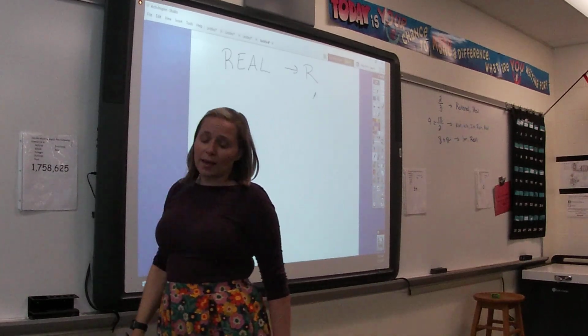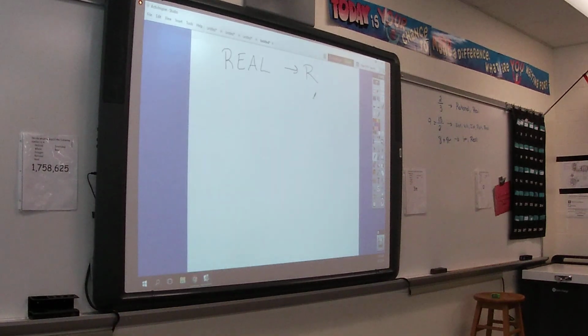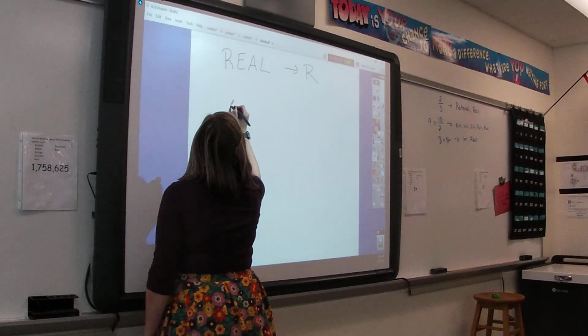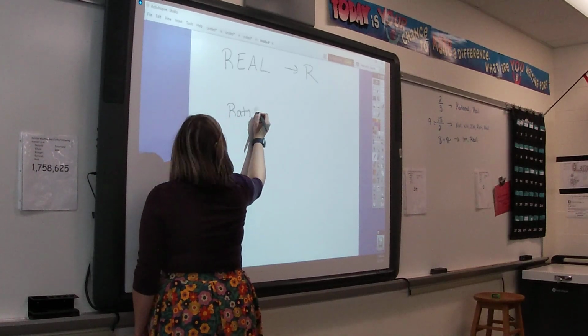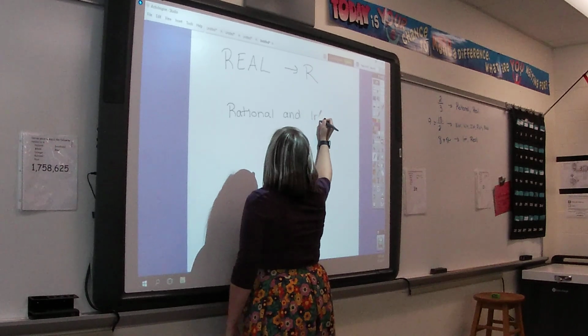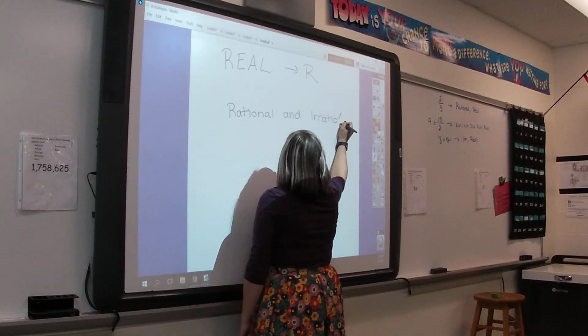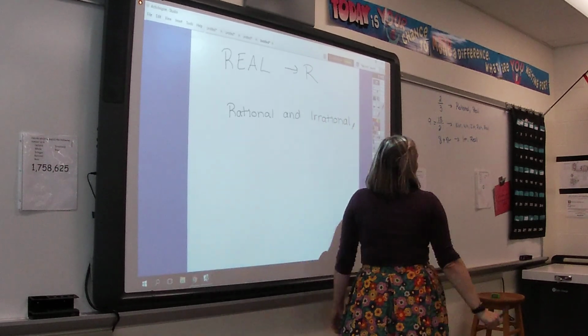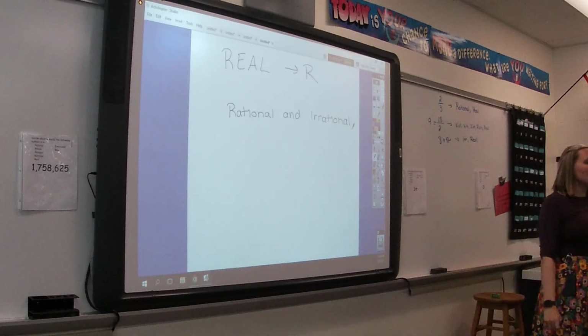Okay, I'm writing this one in caps because if nothing else, when you take your quiz and or test, every number is in the set of real numbers. Every number that you know right now is real. This is all the rationals and all the irrationals together. If we are talking about a number, we are talking about a real number.